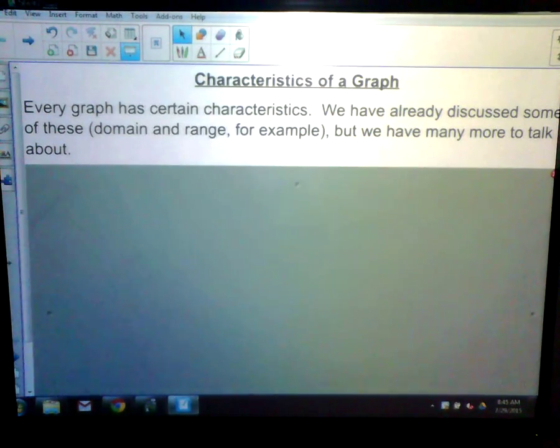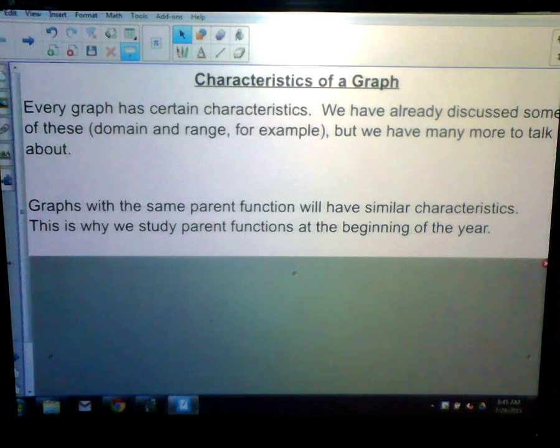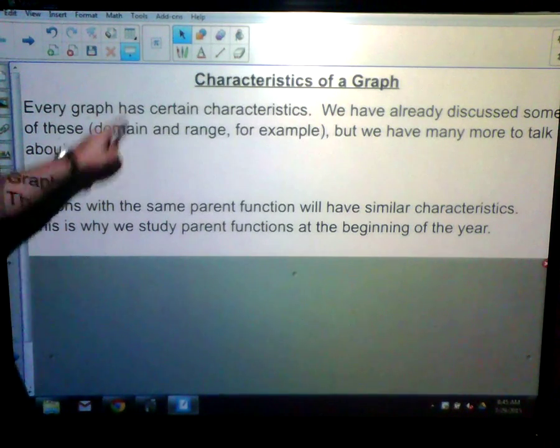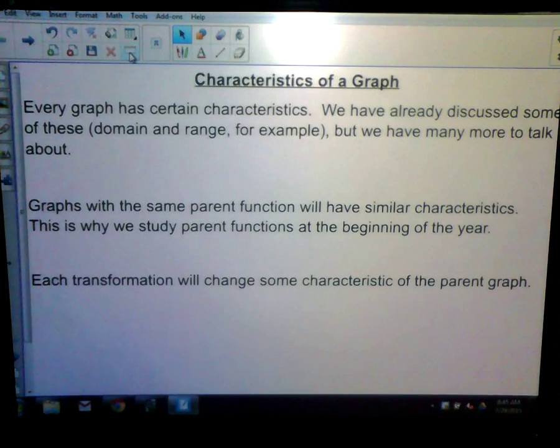Every graph has certain characteristics. We've already discussed some of these, like domain and range, but we have many more to talk about. Graphs with the same parent function will have similar characteristics. This is why we study parent functions at the beginning of the year. By knowing what we start with, then we can talk more about the functions as we go along. Each transformation will change some of the characteristics of the parent graph.